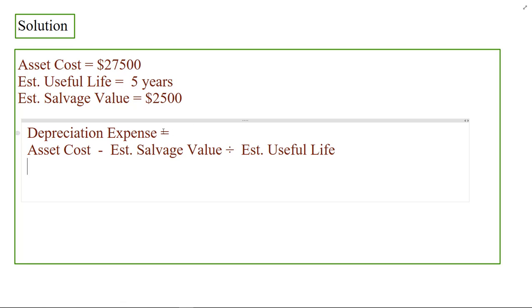Now let's calculate how much the depreciation expense is. So I'm going to put the numbers in the formula. Depreciation expense is equal to asset cost.